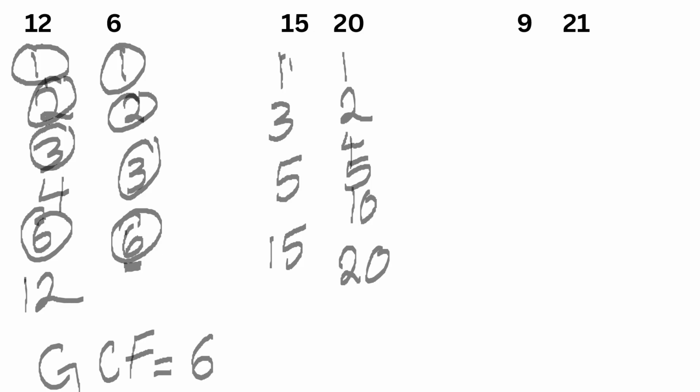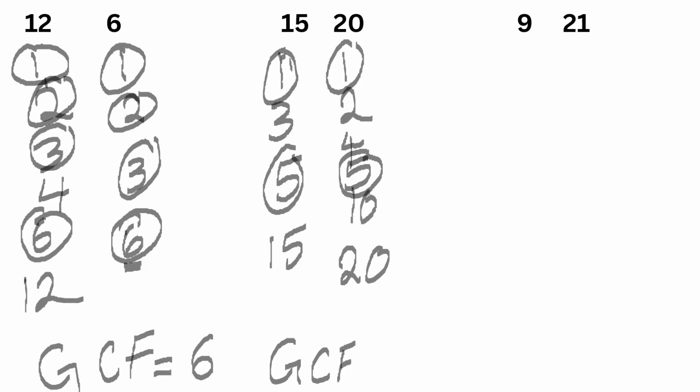So looking at the common factors on both sides, we have 1 on both sides. We have 5 on both sides. And then, of course, the greatest common factor is 5. Why? Because we have 5 on both sides, and 5 is the greatest number that appears on both sides. So why not pause the video and try the third example?